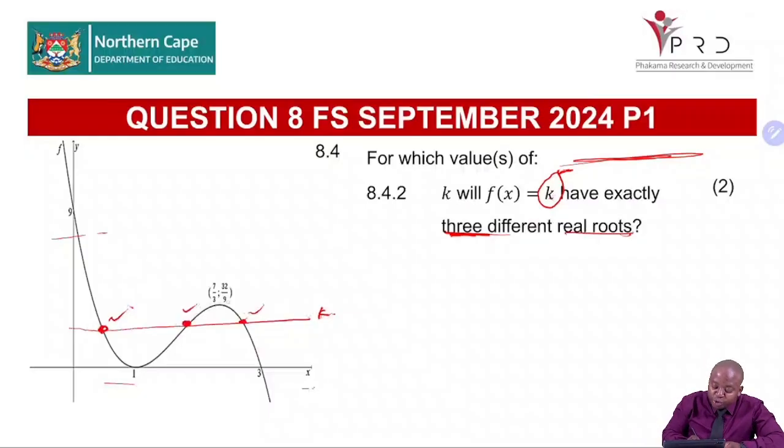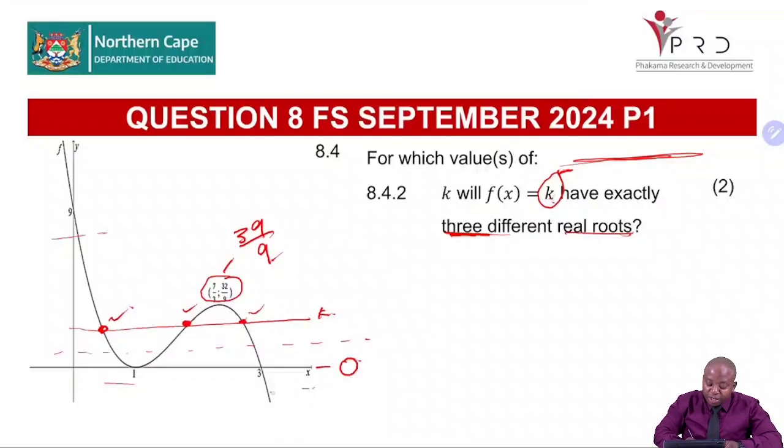And as long as you move between this point, which is 39 over 9, because with our k we are concerned with the x y values, and the 0 here. So k can move between 39 over 9 and 0 only. So those are the points where it's going to cut 3 times. After 0, it's once. Before 0, it's going to be once again.